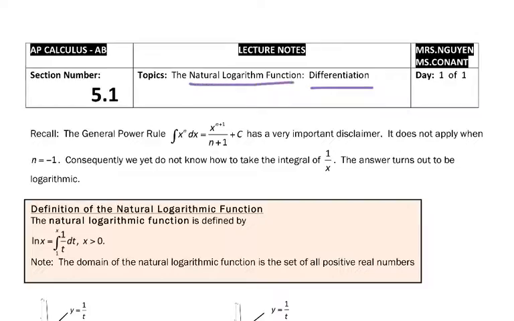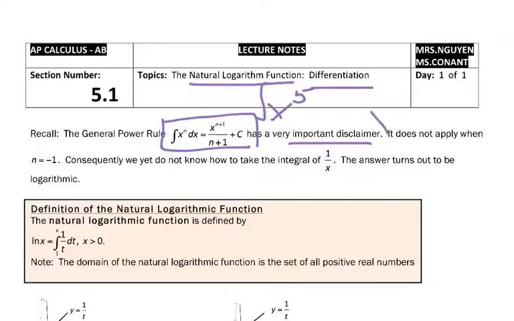And that's the one thing that, if you recall, the general power rule, which is x to the n, for example x to the fifth, if you take the integral, that means 5 plus 1 divided by 5 plus 1, plus c. And that's a very important disclaimer, because it does not apply when n is negative 1.